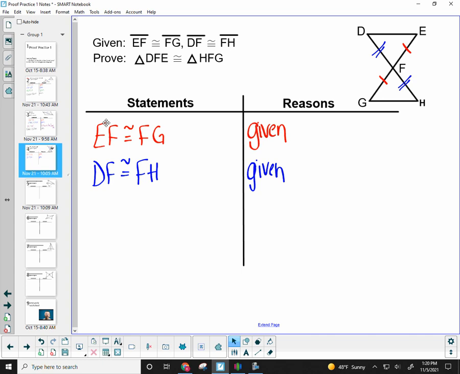All right, so I have my givens up there, so I went ahead and marked those. Okay, so I only have two congruency statements. Where's my third one going to come from?